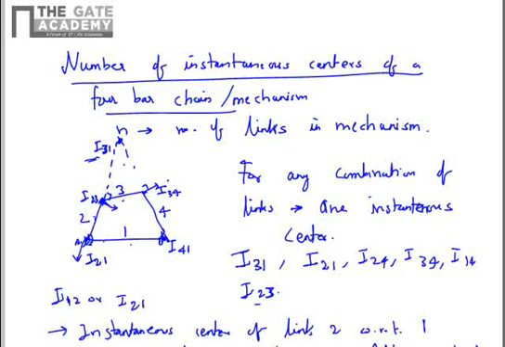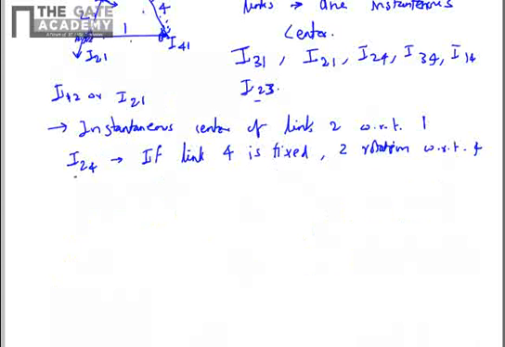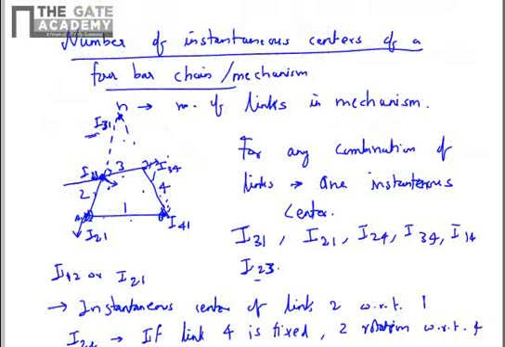Similarly, we can find a point by drawing a perpendicular to the velocity. In this case, link 4 is fixed. If you want to determine I24, link 4 is fixed, so link 2 will be rotating. The velocity is somewhere like this. So we draw a line parallel to link 3 and a line parallel to link 1. These will intersect somewhere. That will be the point I24. So like this, you determine all of the instantaneous centers in the mechanism.